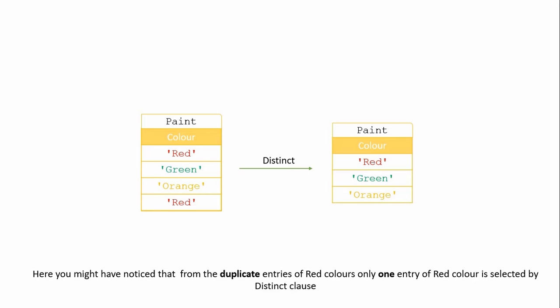Here you might have noticed that from duplicate entries of red color, only one entry of red color is selected by the distinct clause.